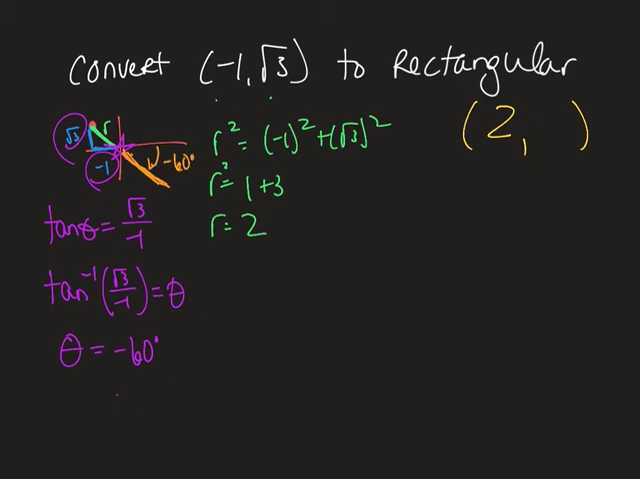Negative 60 degrees is down in the 4th quadrant. Our angle has to be in the 2nd quadrant. So to get there, all we're going to do is add 180. Guys, if we want to be in the quadrant directly across from, we add 180. If we want to end up in the same quadrant, we would add 360, but we're not doing that. So this is technically 120 degrees, but you have to write it in radians.